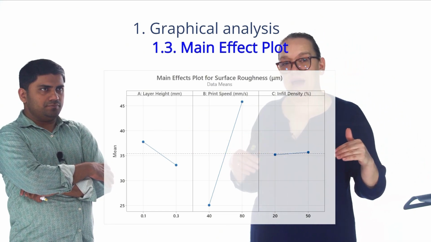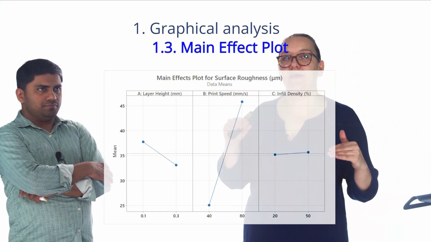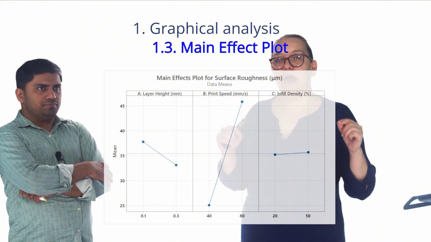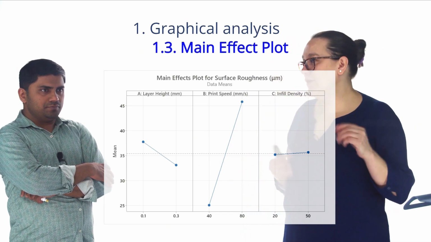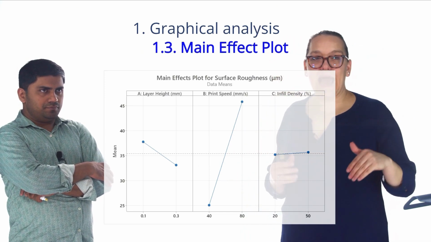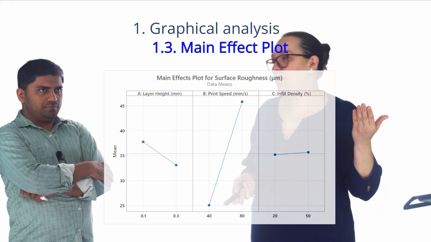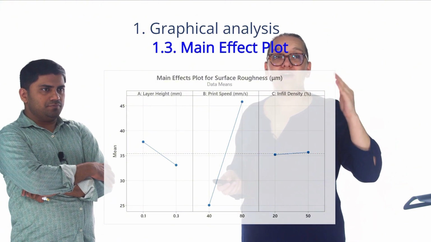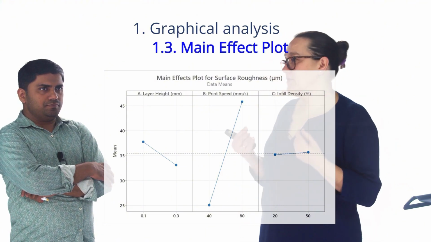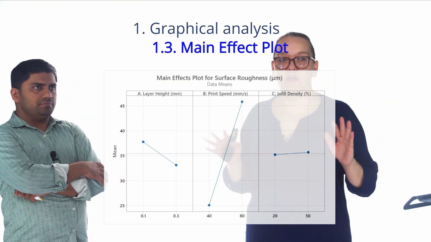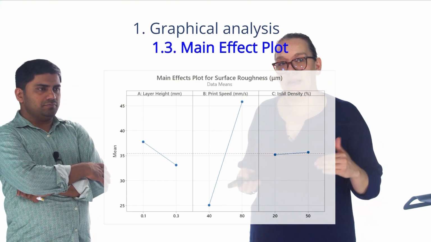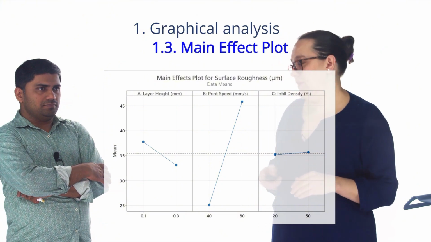So we have the three factors. The response is the mean surface roughness for when you are using that factor at that level. And here we can see that the one that has a higher impact is the print speed. So if you print faster, your prototype will be more rough. Okay. And the other two have an effect a little smaller than the print speed.